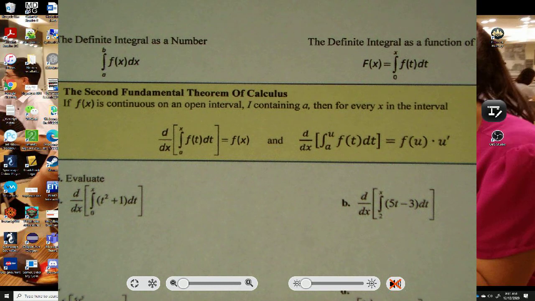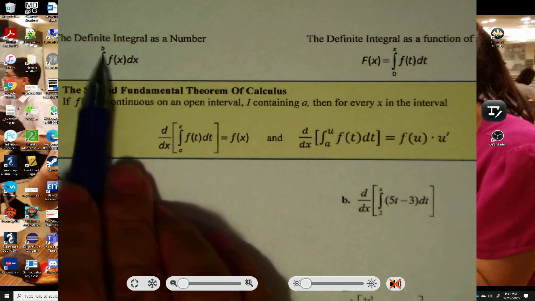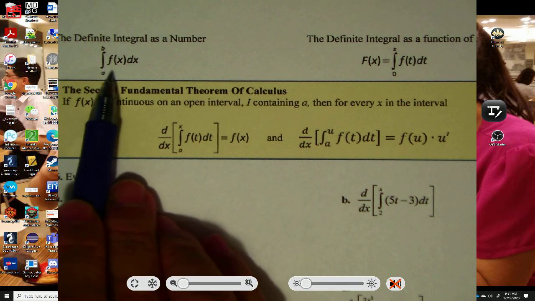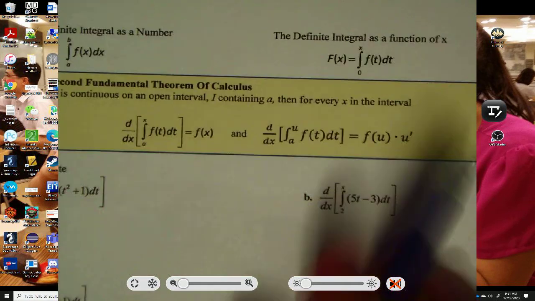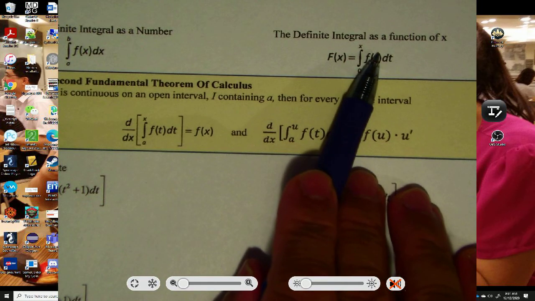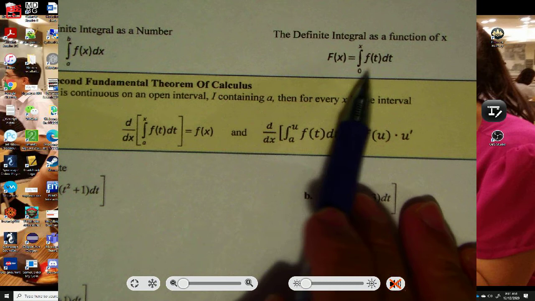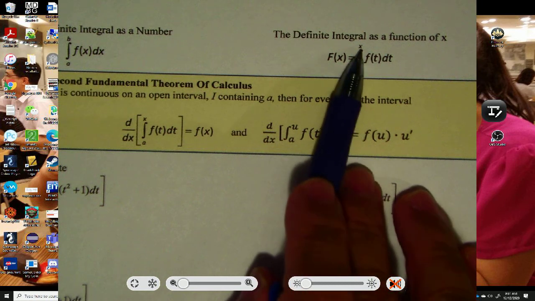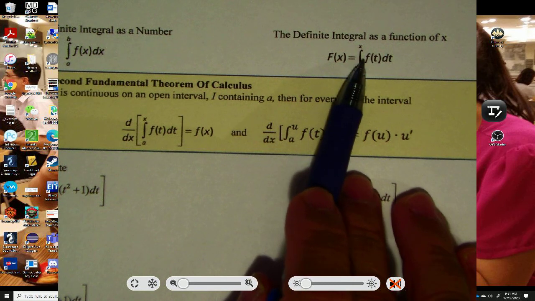Alright, this is page 131. The definite integral as a number. That's a definite integral as a number, right? This is a definite integral as a function, okay? So this is a function that's accumulating. This is accumulating, all right?